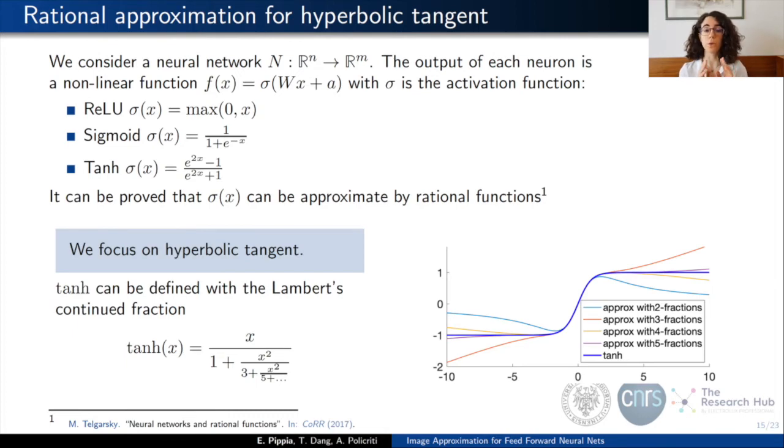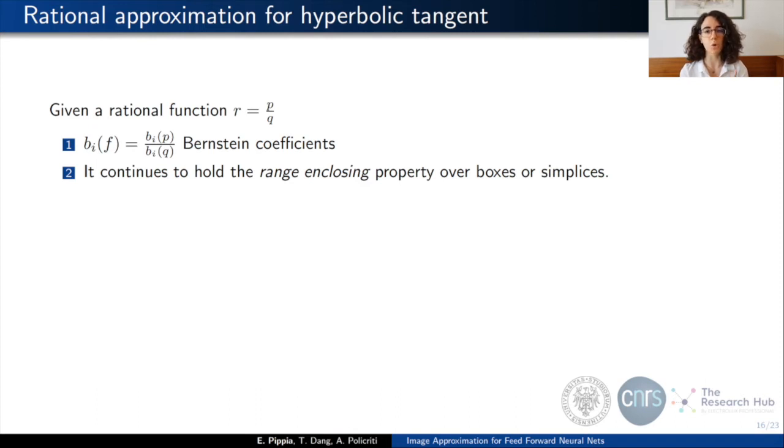With the hyperbolic tangent, we have the Lambert infinite fraction, which is an alternative way to define the hyperbolic tangent. If we stop this fraction after 2, 3, 4 fractions, we have an approximation of the function. And on the right, we can see how rapidly this approximation tends to the real function. The Bernstein theory that I described holds for polynomial functions. What can we say about rational functions? The Bernstein coefficients can be computed in any case as the ratio between the Bernstein coefficients for the numerator and the Bernstein coefficients for the denominator.